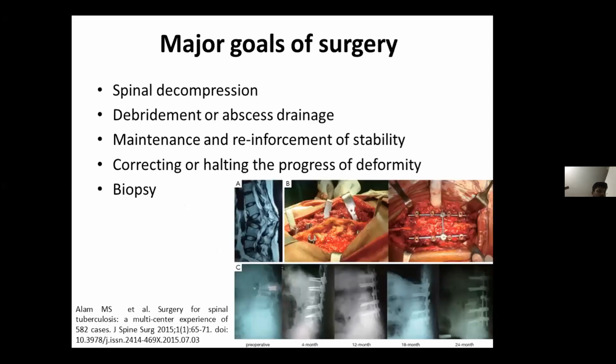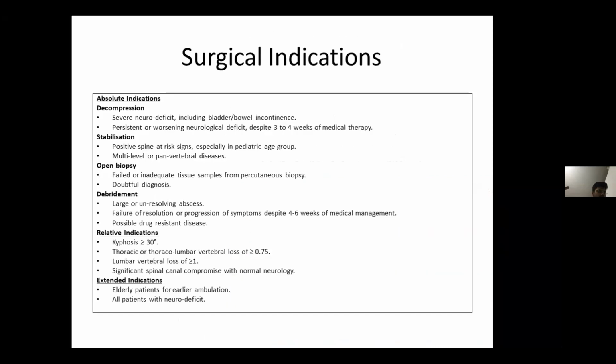So the major goals of surgery in these patients: 1, spinal decompression; 2, abscess drainage or debridement of the diseased portion of the vertebrae; 3, maintenance or reinforcement of stability; 4, to prevent or correct deformity; and 5, to obtain a biopsy for tissue sample. I'll briefly go over the important surgical indications.